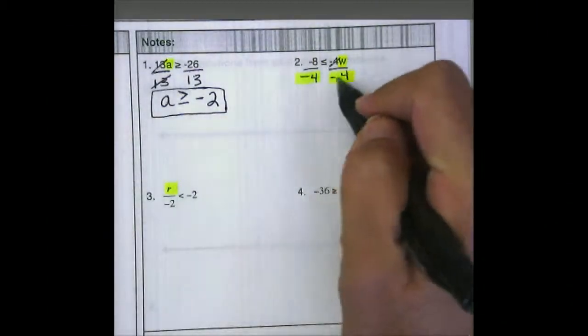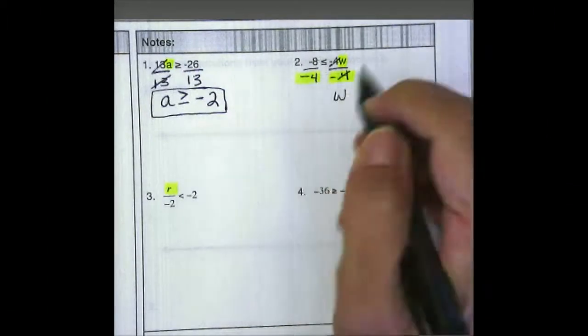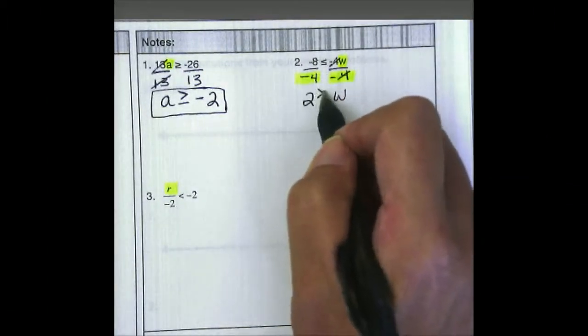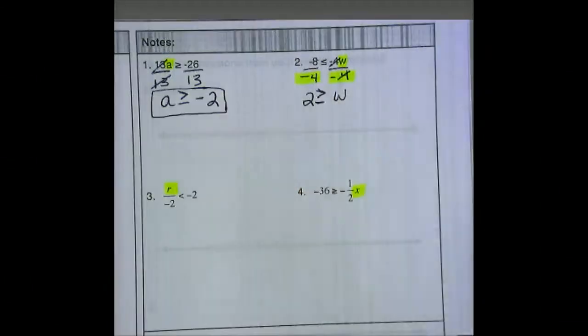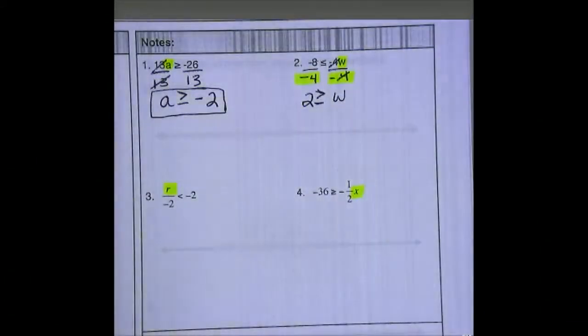So these two are going to cancel out and leave us with w on this side. Negative 8 divided by negative 4 is positive 2. But we have to flip or reverse that symbol from here. Let me get a different colored highlighter.